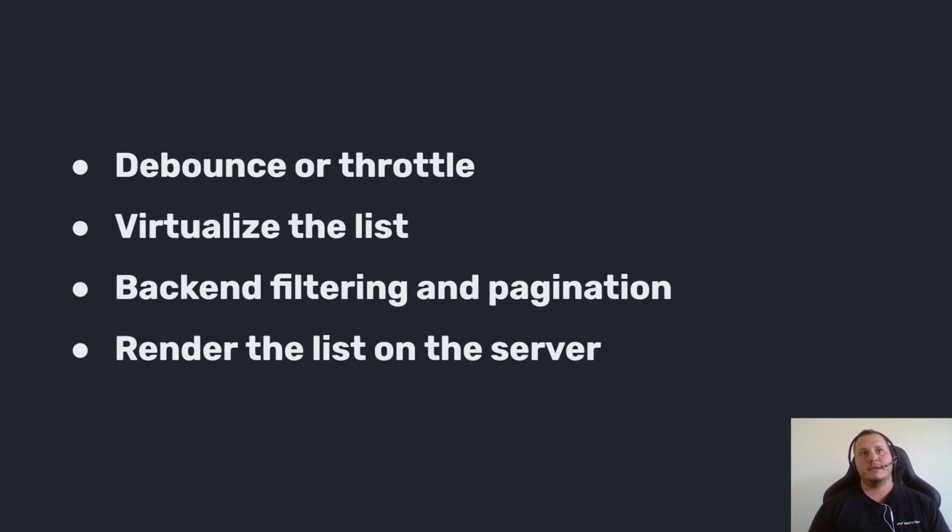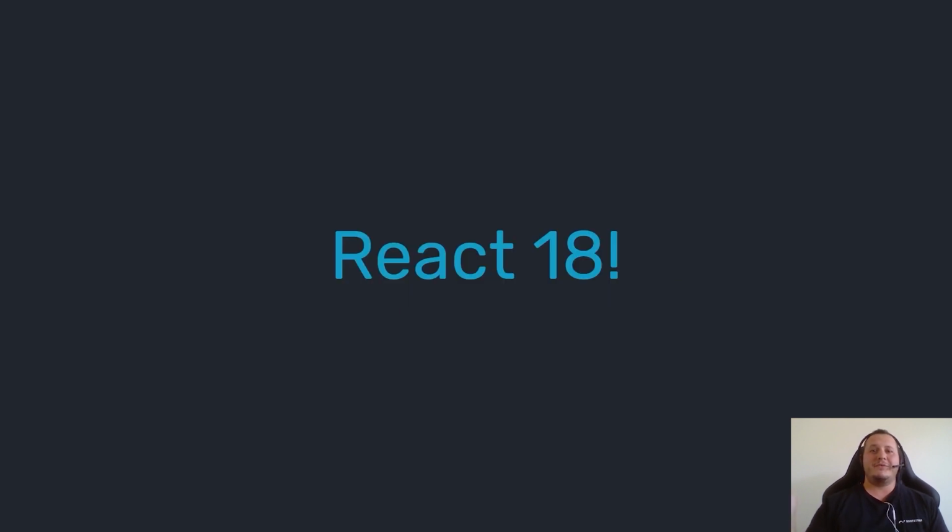Another option can be to filter and paginate on the backend to decrease the amount of elements, but sometimes this is not available in our APIs. Another option could be to render the list on the server, since we all know that on the server the rendering is faster than on the client. And last but not least, right now we have React 18 to the rescue.